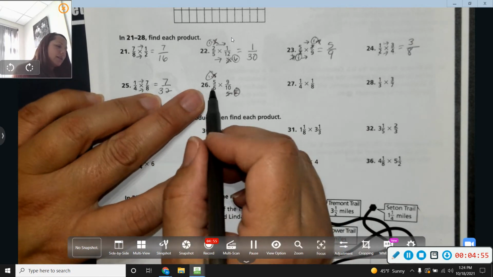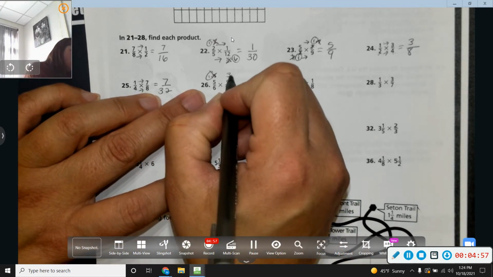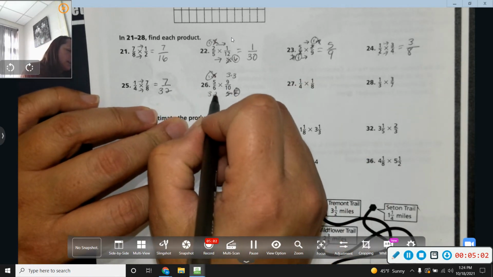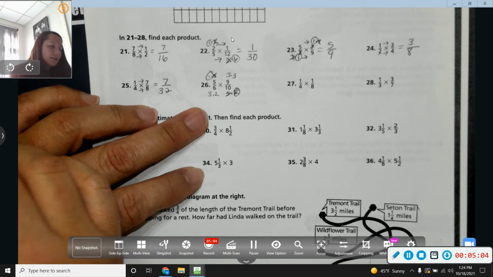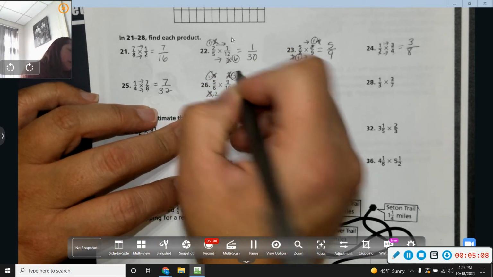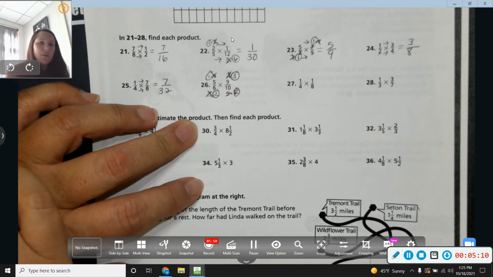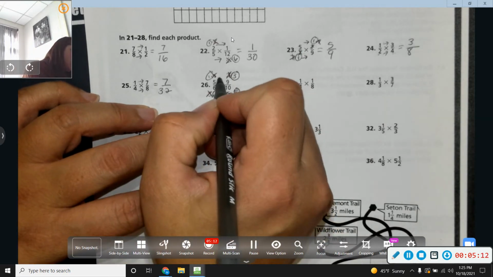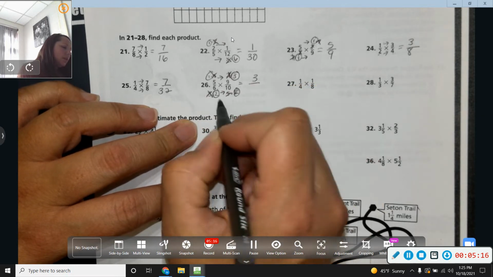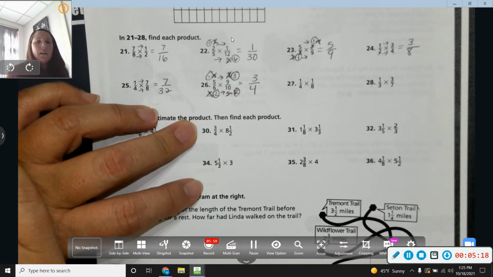What about 6 and 9? Well, I know that 3 times 3 is 9, and I know that 3 times 2 is 6. So I can get rid of a 3 on both sides, keep a 3, and keep a 2. Now I can multiply. 1 times 3 is 3, 2 times 2 is 4.